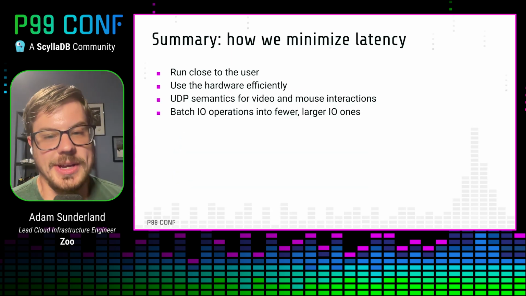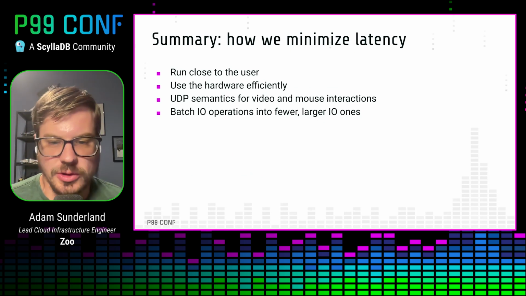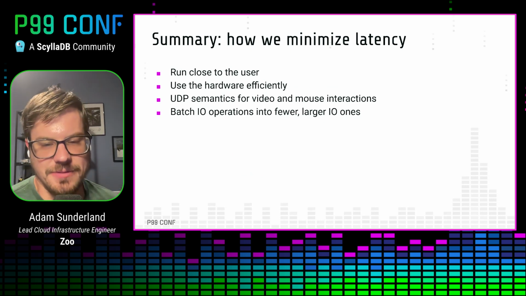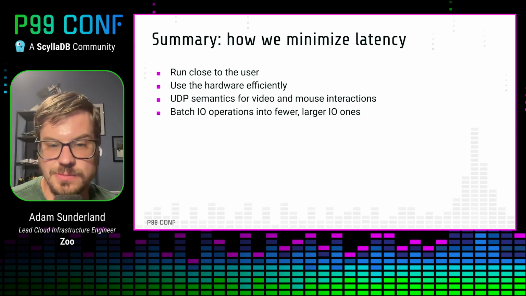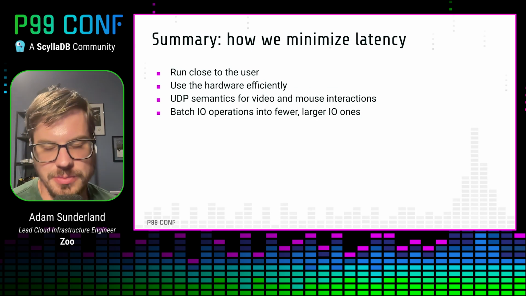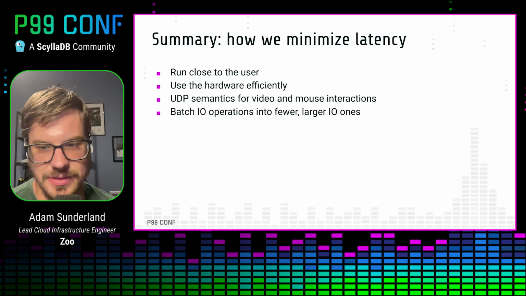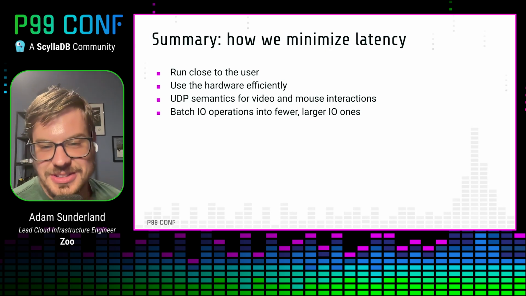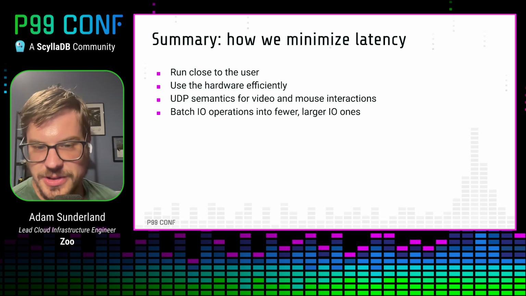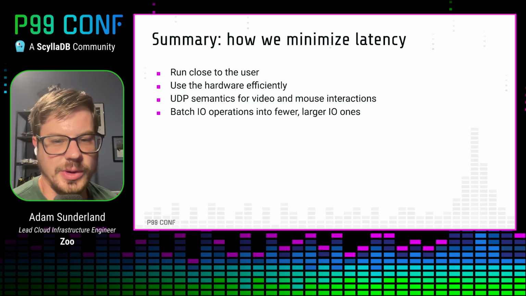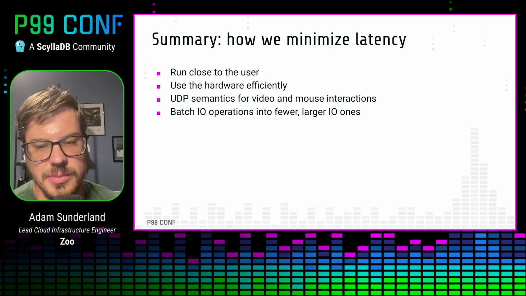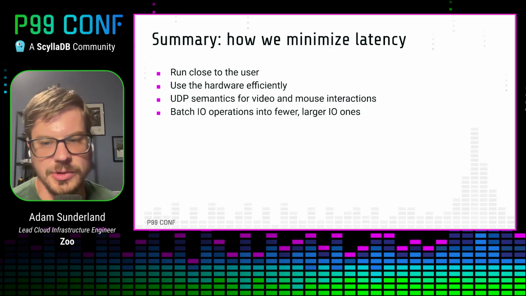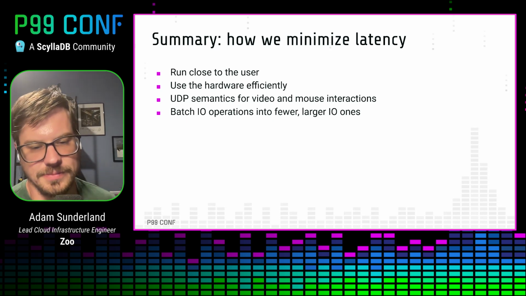So, to recap, we have to be located close to our customers to minimize geographic latency. We also take advantage of the powerful GPUs that exist and the video encoding capabilities that they all have, or that some of them have. UDP means that our video and data channels are as low latency as possible. And finally, we combine operations to minimize the number of round trips between our customer and our servers.